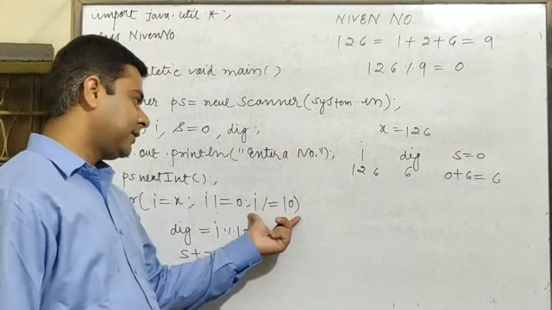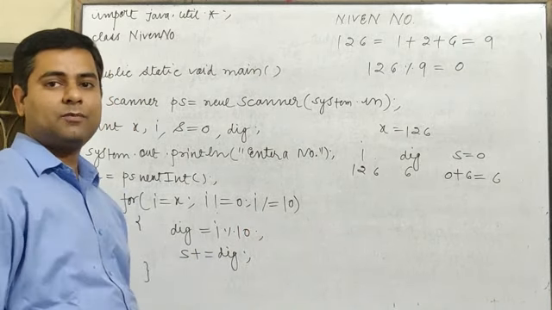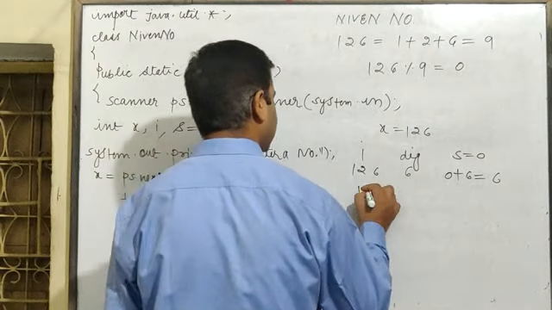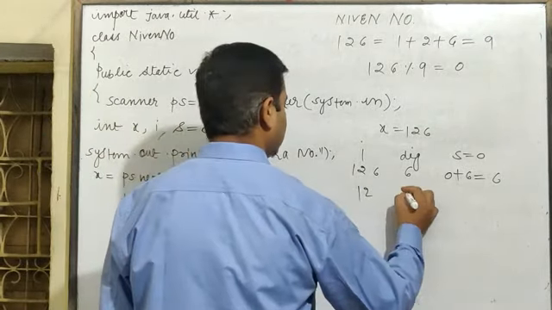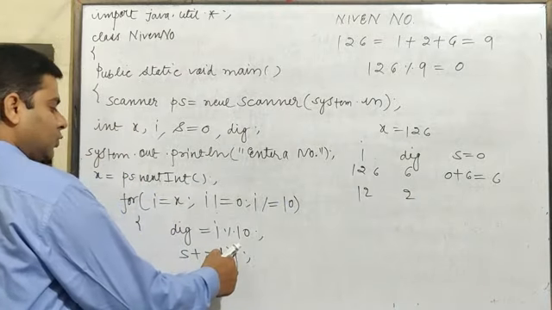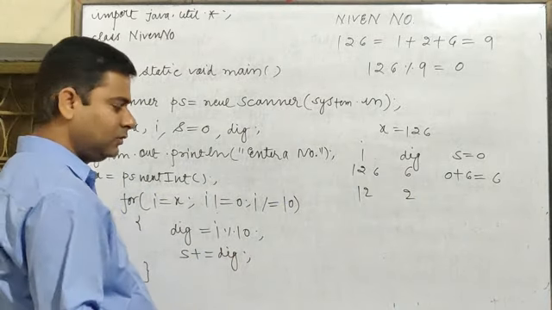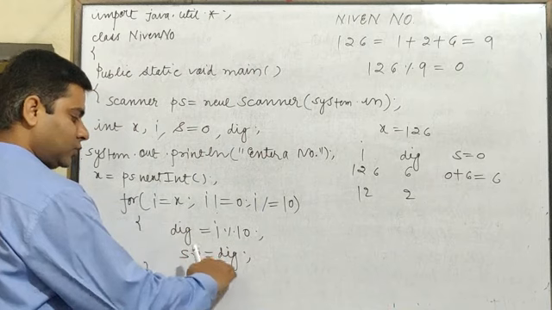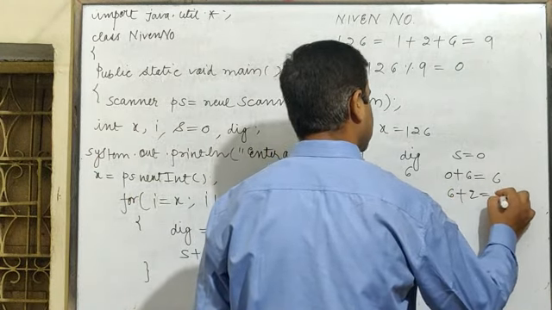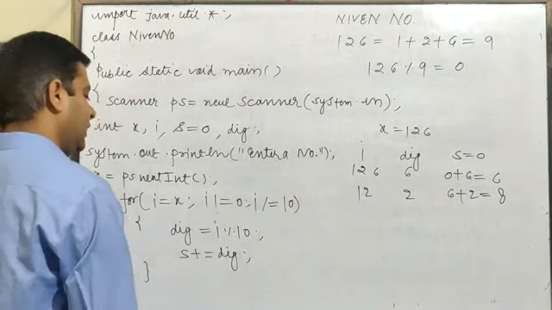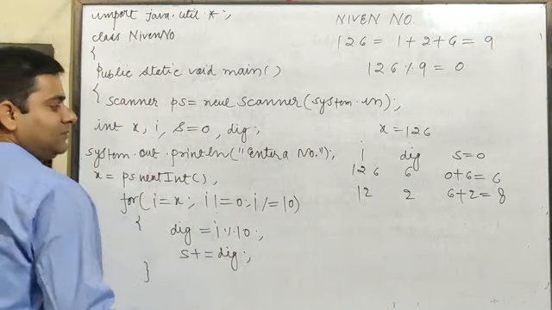Now if you jump to the update part, I divided equals 10. 126 divided by 10, 12 you will get. So 12 is not equal to 0. No. 12 modulus 10, remainder 2. The value of digit here is 2. 2 will be added in S. So 6 plus 2 equals to what? 8. Okay. Then I divided by 10.